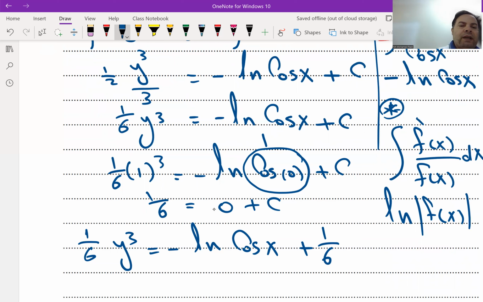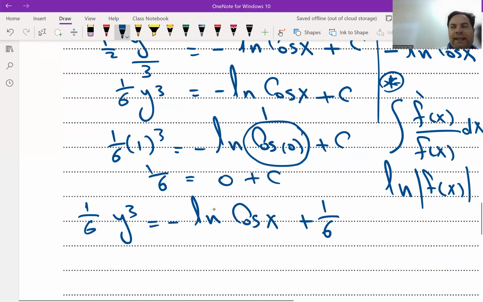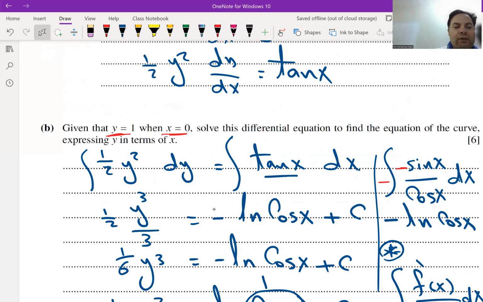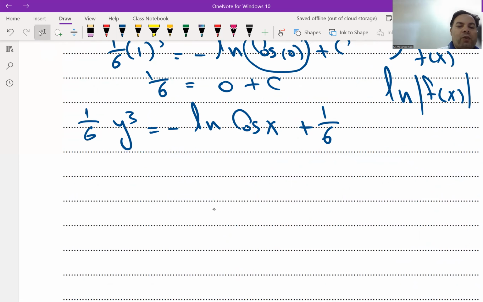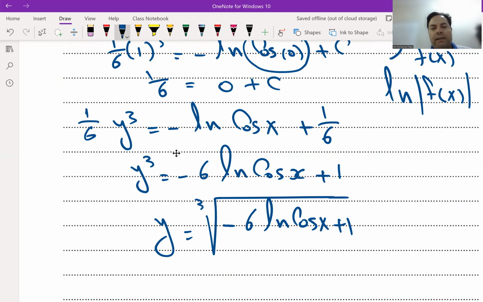Now, if it is written to solve the equation only, you can keep your answer in any form. But if it is written y in terms of x, you have to continue. It's written y in terms of x. Multiply all by 6. So y cubed is equal to minus 6 ln cosine x plus 1. Then take the cube root of minus 6 ln cosine x plus 1. This is the final answer, y in terms of x. Thank you.